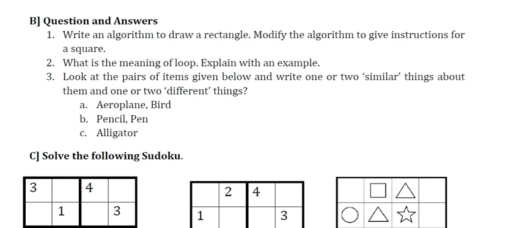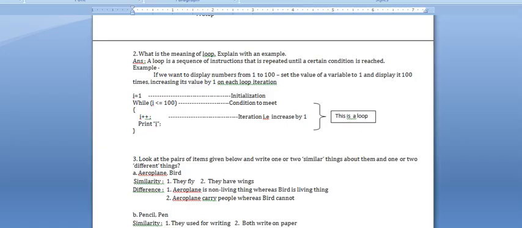First is aeroplane and bird. The similarity among them is both can fly. Second, they have wings. The difference is aeroplane is a non-living thing whereas bird is a living thing. Second difference, aeroplane carries people whereas bird cannot.